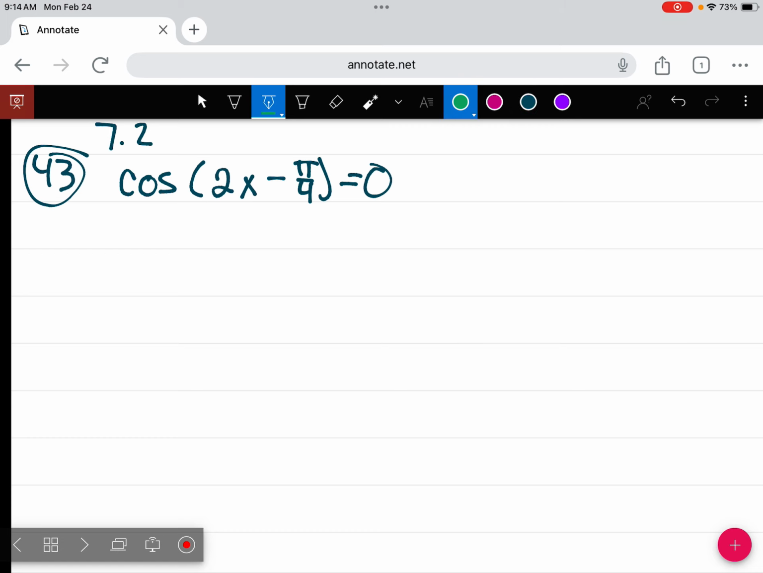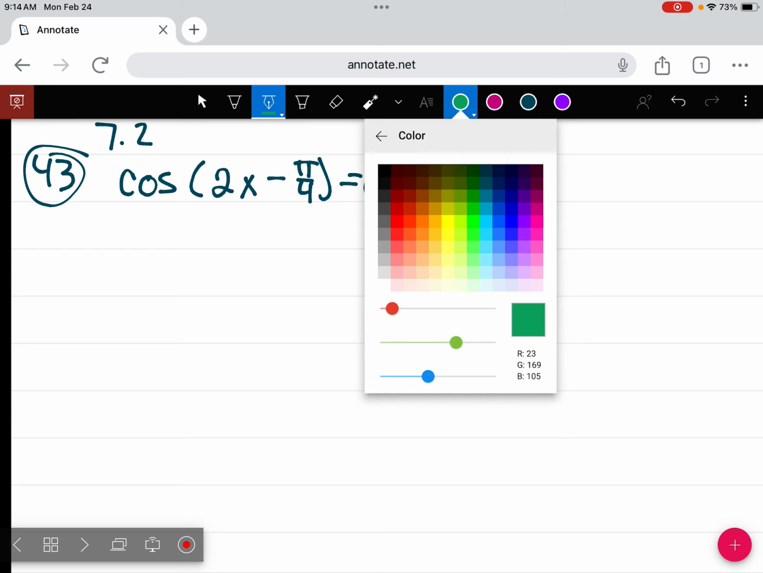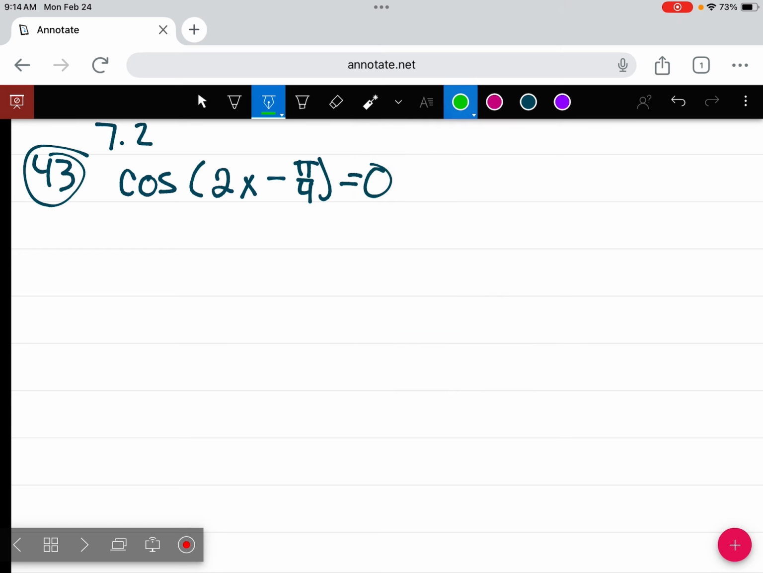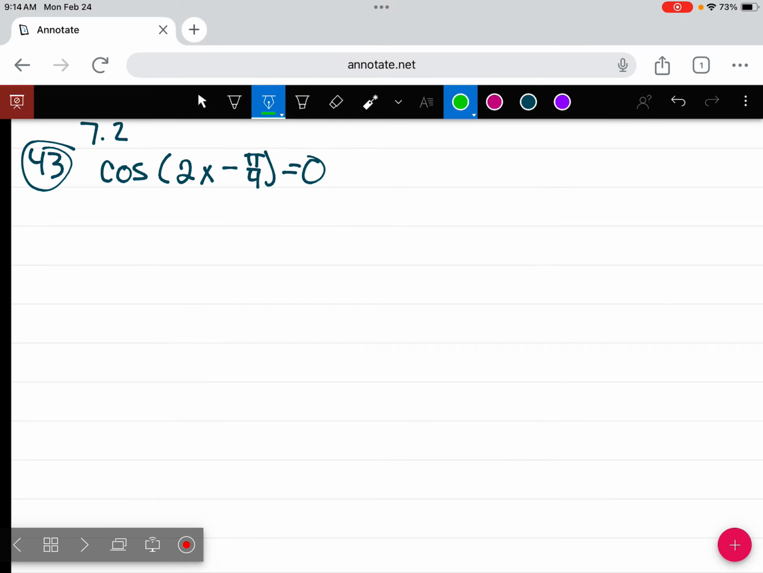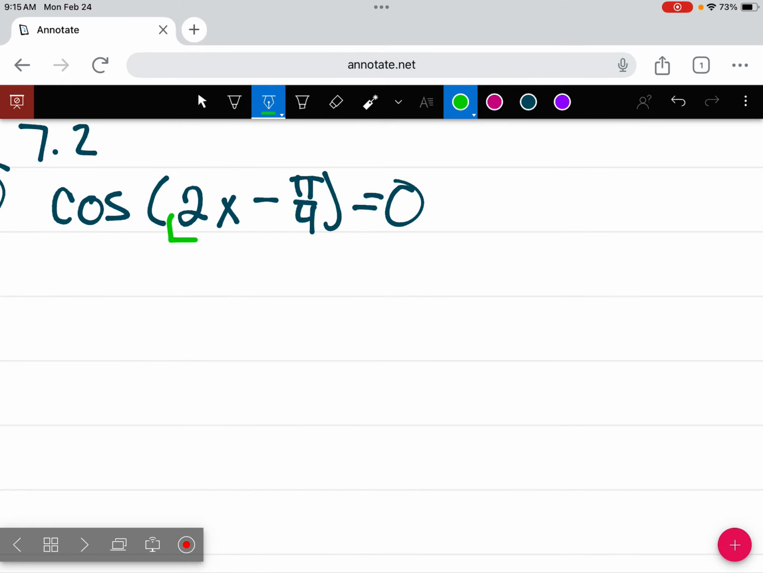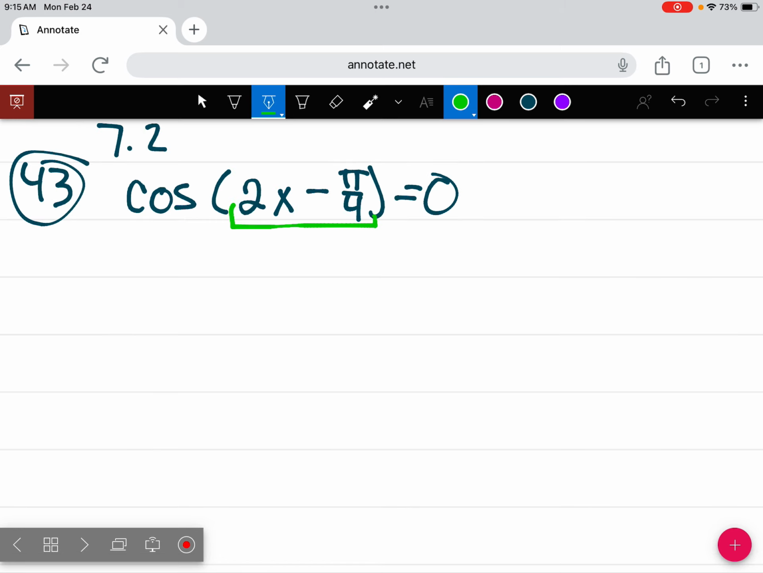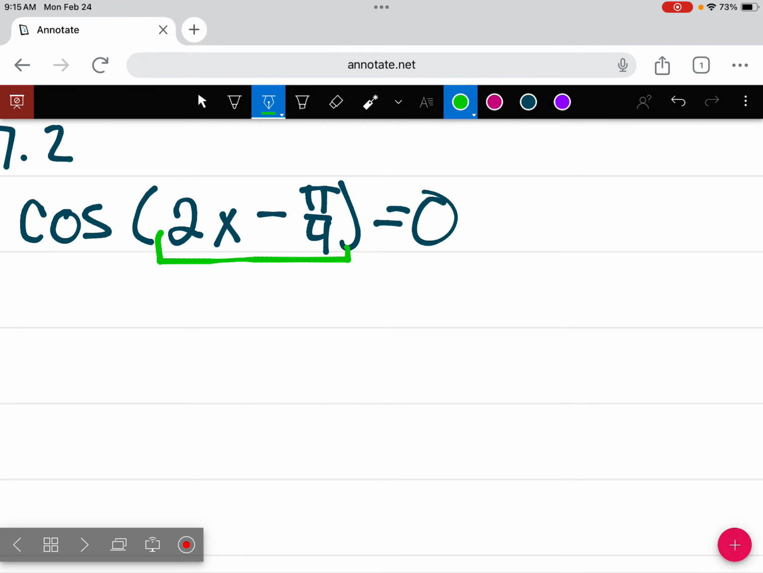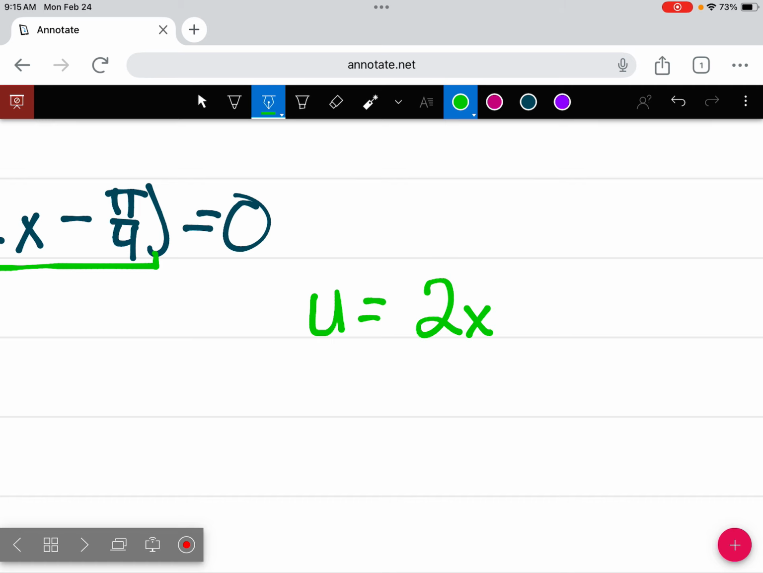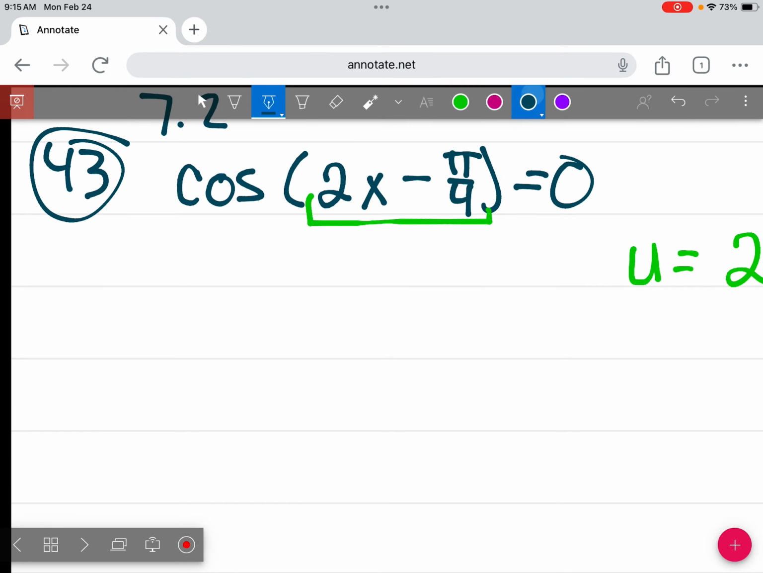What's our instinct on this one? Because this is icky. We can't do that. So if we have something that's gross and we don't know how to deal with, what could I replace this with? Do a u substitution. Whenever we have something inside our trig function, do a substitution. We're going to have u equals our 2x minus pi over 4, that whole statement. Because we want to know when cosine of u equals 0.